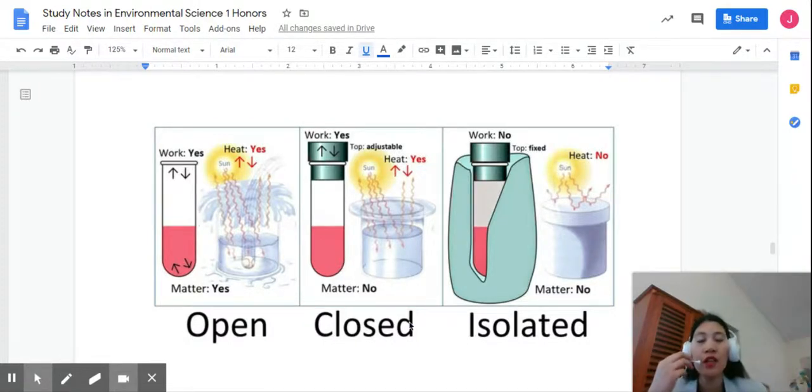So that's the easy illustration about open, closed and isolated systems. I hope you've learned something. This is just a quick review, and you can see your study notes on Ramtha Science posted on Canvas.